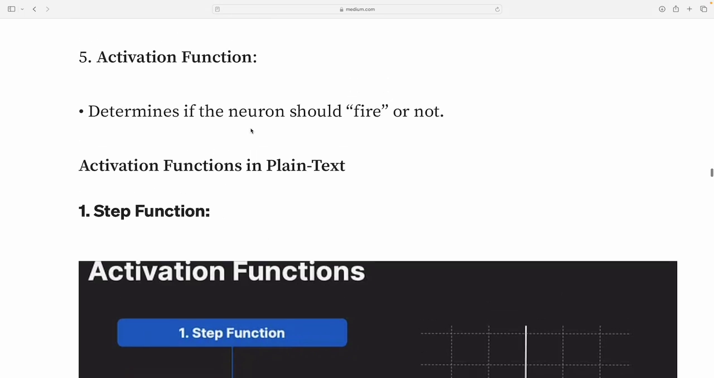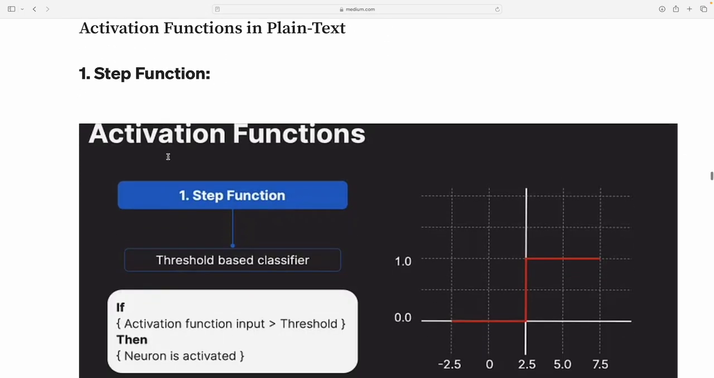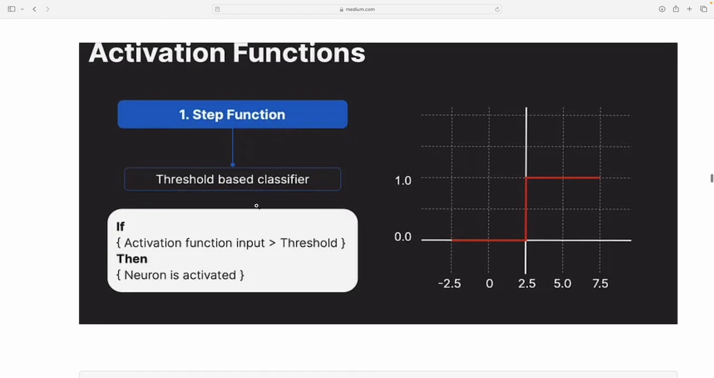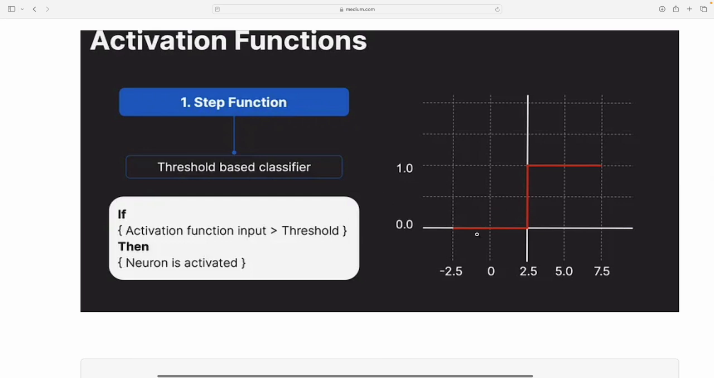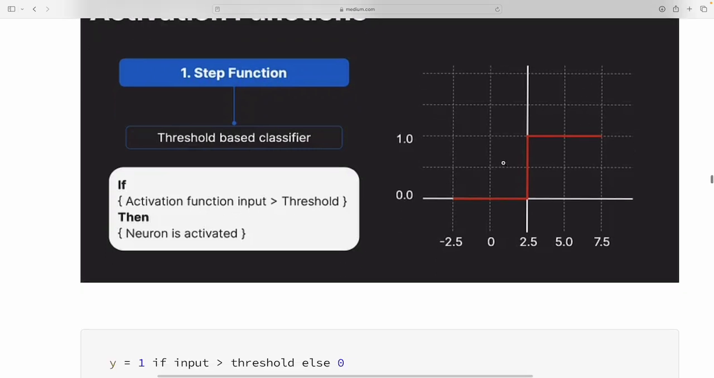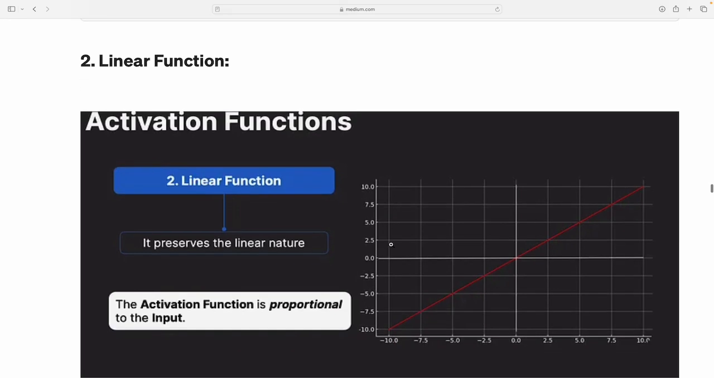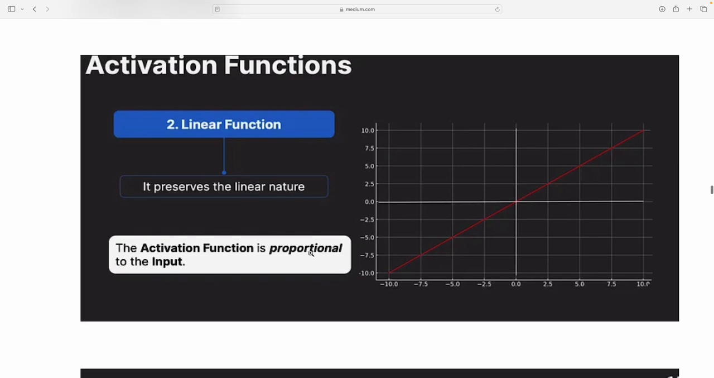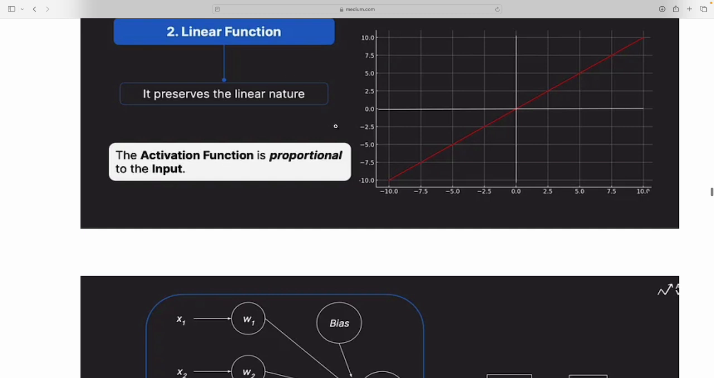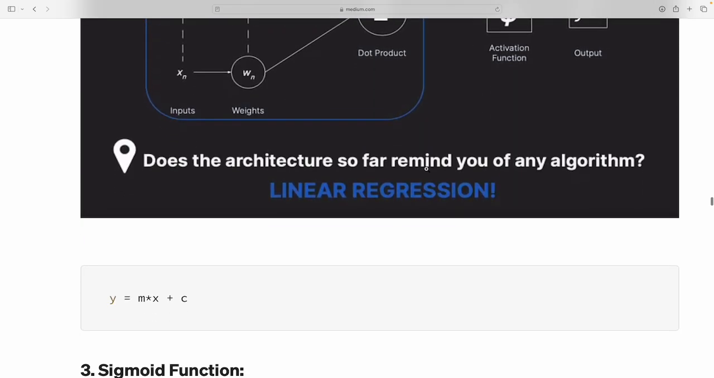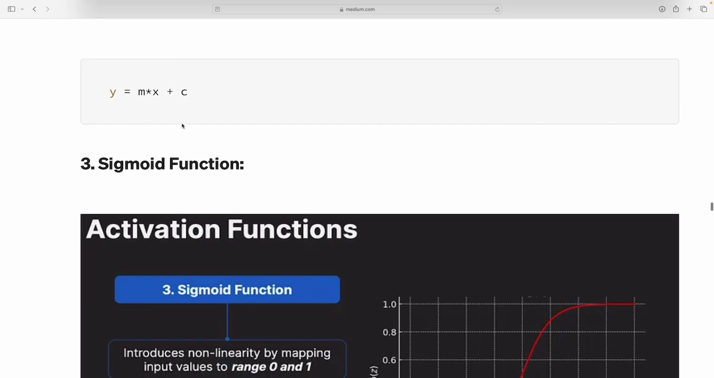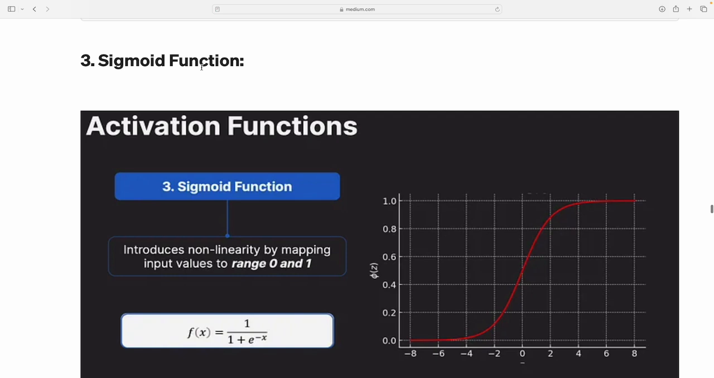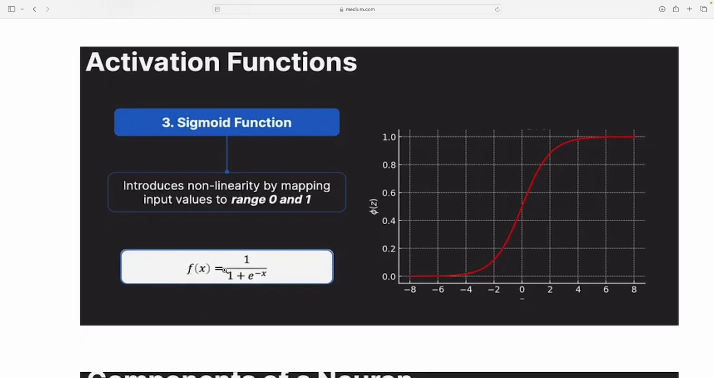There are various activation functions which we are going to talk about. The step activation function is simple, a threshold classifier with output 0 or 1. If the value is greater than the threshold, then the neuron will activate, right? Linear is like a linear graph. It preserves the linear nature. The activation is proportional to the input, right? If the input is greater, then the activation is greater. This is y equals mx plus c, right? Sigmoid is f(x) equals 1 divided by 1 plus e power minus x.